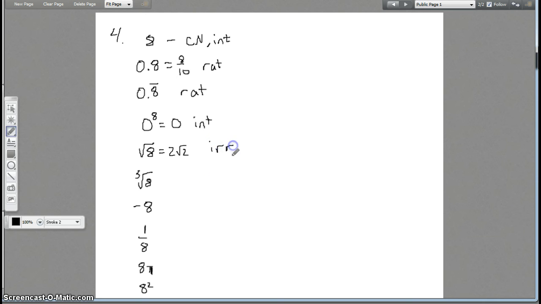So I'm going to call that IRR. Now we have cube root of 8. Well, the cube root of 8 is 2 because 2 cubed is 8. And that is a counting number. So I'm going to call that CN.